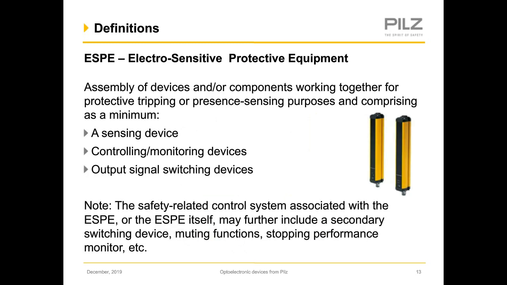Nevertheless, for devices, we have lots of definitions, so I'm going to touch on a couple. So we have definitions of ESPE, electrosensitive protective equipment. In standards, you find lots of abbreviations, so I'm going to go over a few of these that are commonly used. ESPE is an assembly of devices or components working together for protective tripping or presence sensing purposes, comprising as a minimum a sensing device, a controlling monitoring device, and an output signal switching device.